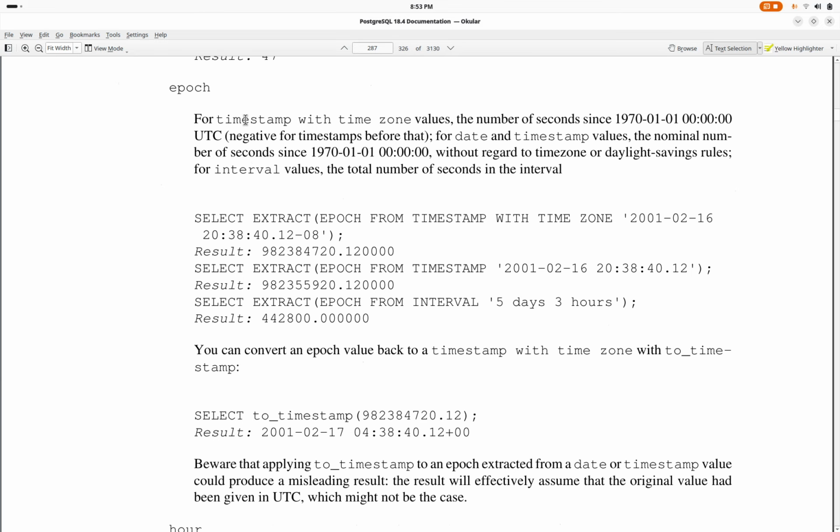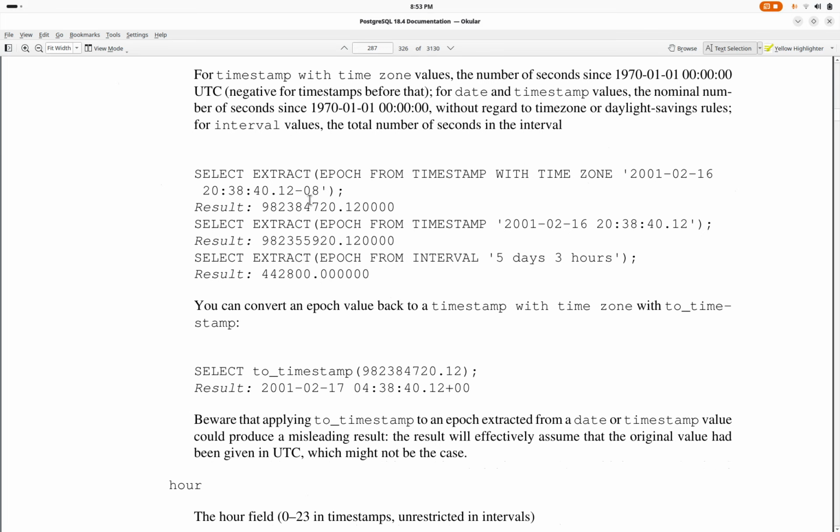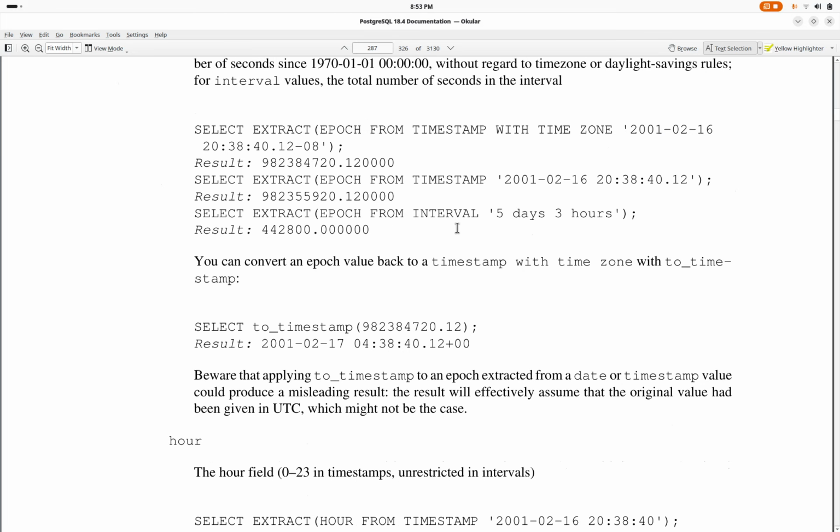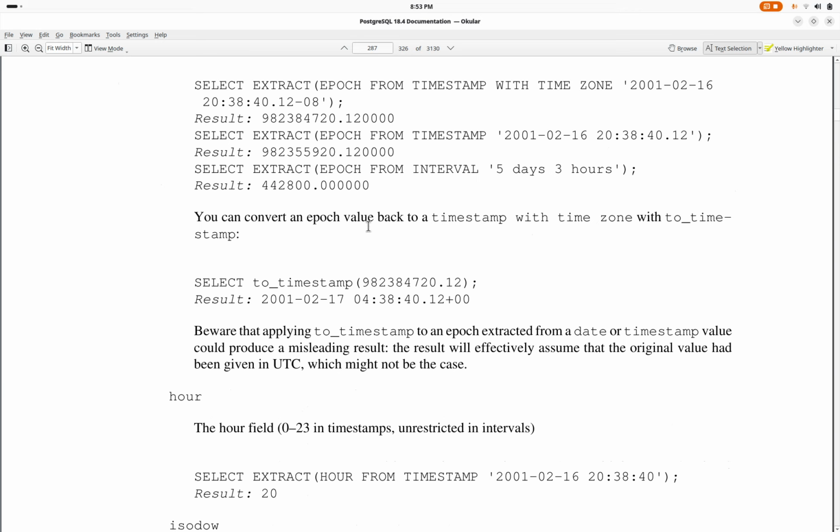Then we have epoch. Epoch is basically how many seconds have passed since 1st January 1970 midnight. For timestamp with time zone values, it is the number of seconds since that moment; for date and timestamp values, it is the same without regard to time zone or daylight saving rules; for interval values, the total number of seconds in the interval. So we have 16 February 2001, the epoch is this much, and for the timestamp, the epoch is this much, and for an interval of 5 days and 3 hours, we have 442,800.